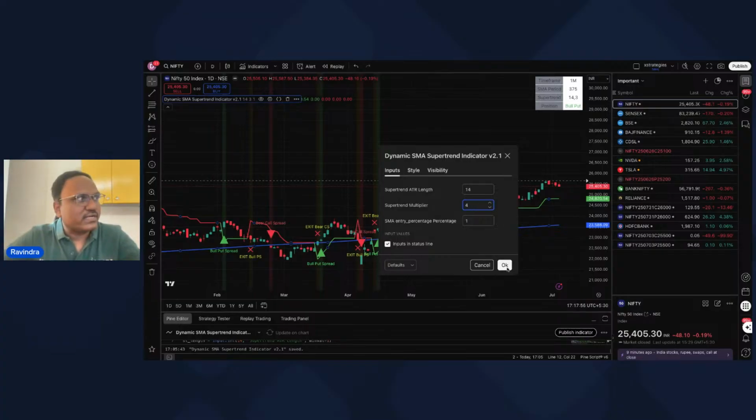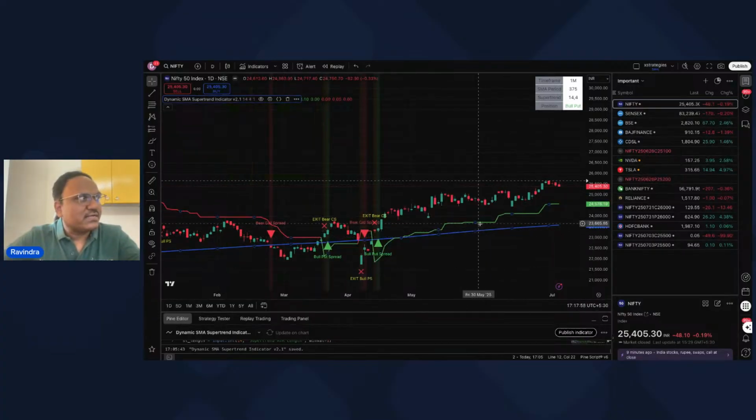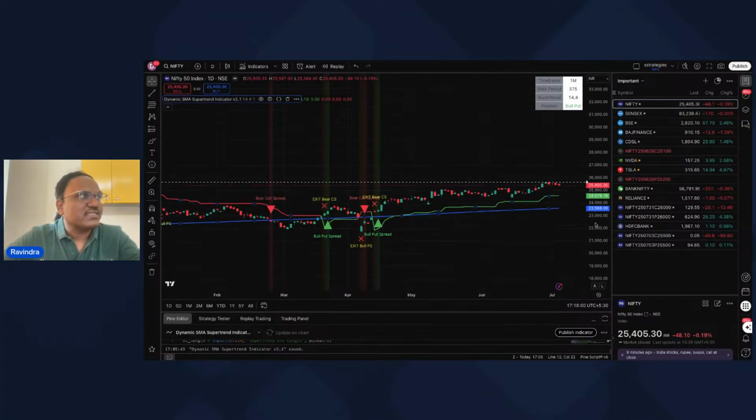Let's say 4 here, right? So let's do 4. It will reduce the number of signals. The only thing is, with this kind of thing, there's going to be overnight risk that you need to be really careful about. But even suppose you take from 16th April, right?